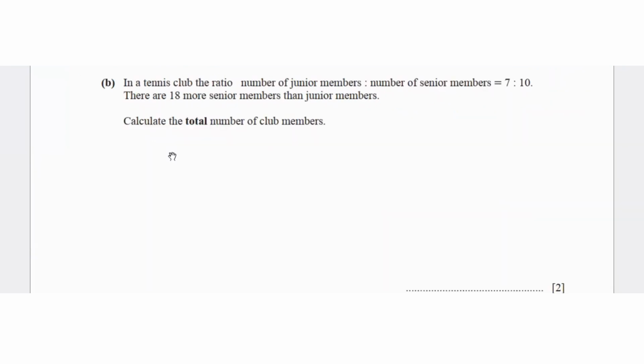In a tennis club, the ratio of the number of junior members to the number of senior members is 7:10. There are 18 more senior members than junior members. Calculate the total number of club members. So if junior is x, senior is x plus 18. Ratio is 7:10. So if we create the fraction for junior, that is going to be 7 over 7 plus 10, which is 7/17.